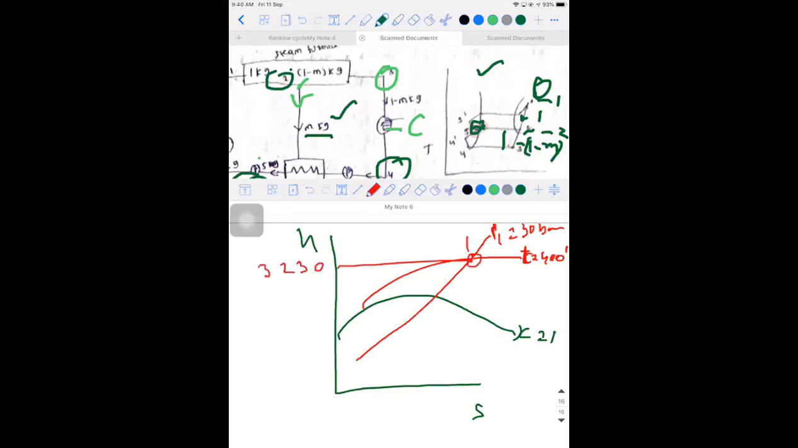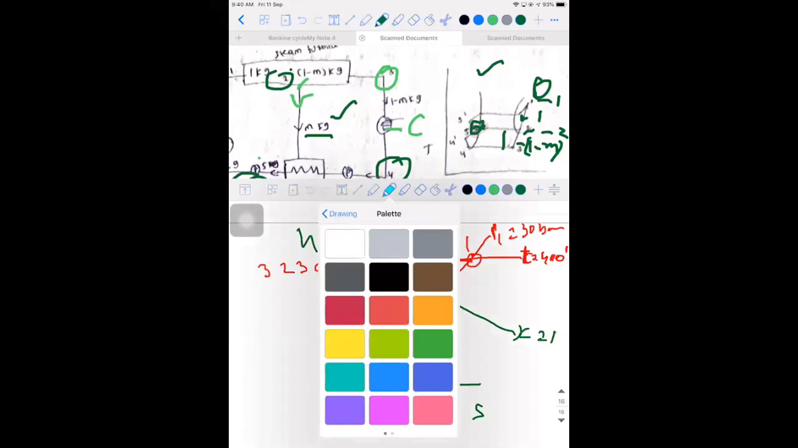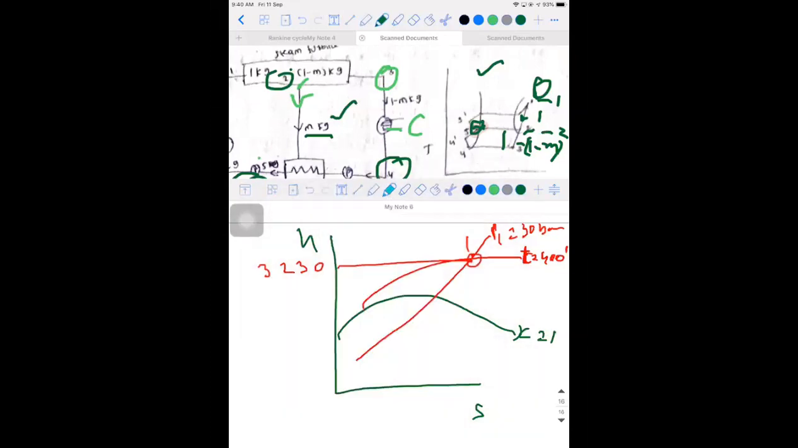Now, what is the P2, sir? Here the P2 is like this. P2 is equal to 0.1 bar. Now draw the isentropic line where it cuts, named as 2. This is H1 and this is H2. The H2 will be previous H3, sir. This H2 is nothing but previous H3.